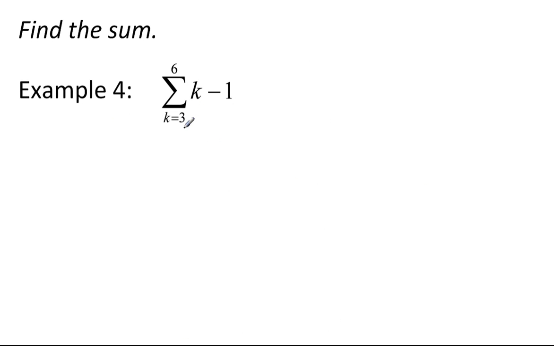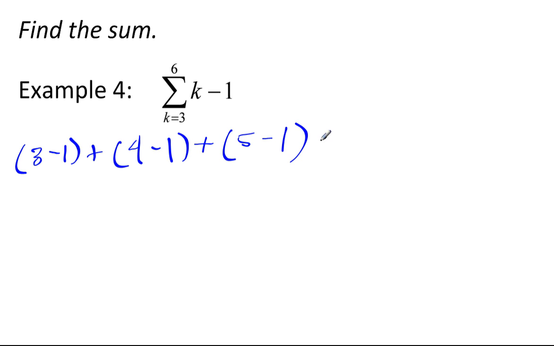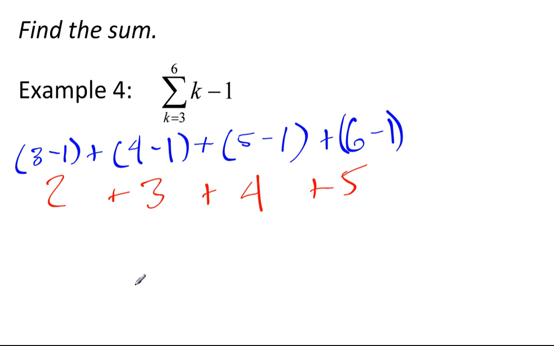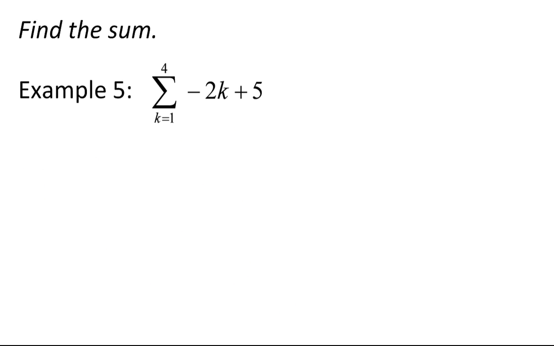Alright, so same thing here, except we're going from 3 to 6 this time. So we've got 3 minus 1 plus, next number would be 4 minus 1 plus, and there you go. So that's a 2, a 3, a 4, and a 5. Easy, easy, easy. Alright, this one's where it gets a little bit tricky because math and all.